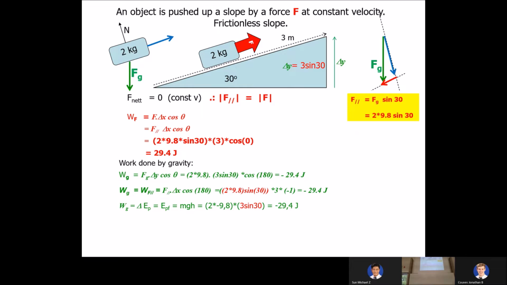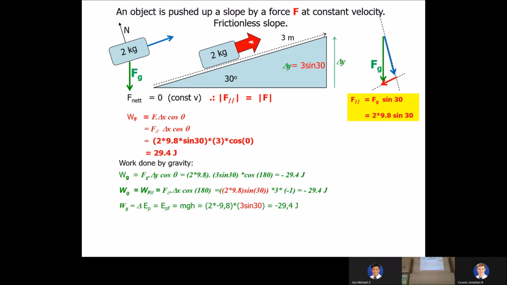Well, we could ask you the question. I could say to you, calculate the work done by gravity. Well, if I asked you for the work done by gravity, you'd have to explain why you're using the force parallel. See, the two works are the same because it's moving at constant velocity. If it was accelerating up the slope, they wouldn't give you the same answer. So you get minus 29.4 joules. That's because the work of gravity equals the work done by the parallel force.